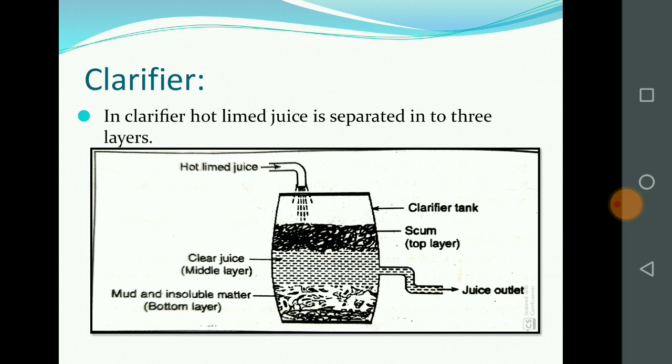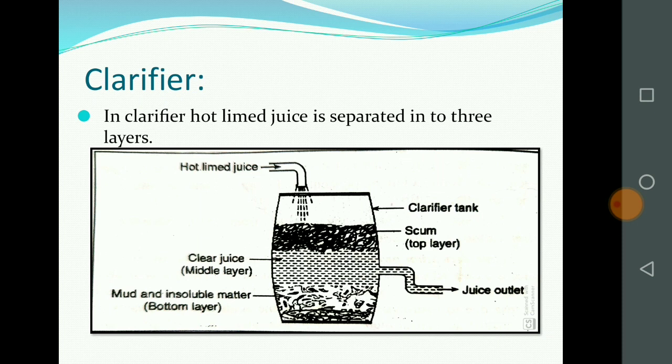In the clarifier, hot limed juice is separated into three layers. The top layer is of scum consisting of fine fiber particles, and the bottom layer is of mud consisting of heavy precipitate. The middle layer consists of clear juice. The scum is taken out and the clear juice is allowed to drain off through a pipe which is gradually lowered to just above the mud layer.